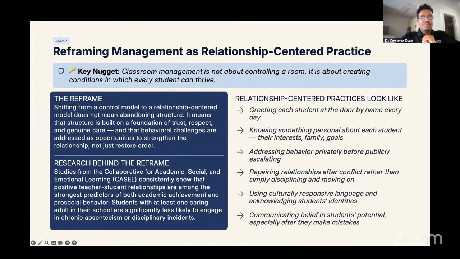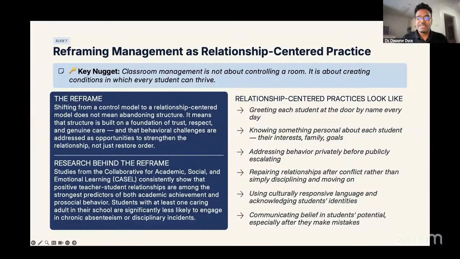All right. So, reframing management as relationship-centered practice. Let's reframe classroom management to relationship-centered. How about that? We could reframe it to relationship-centered practice. So let's reframe it.